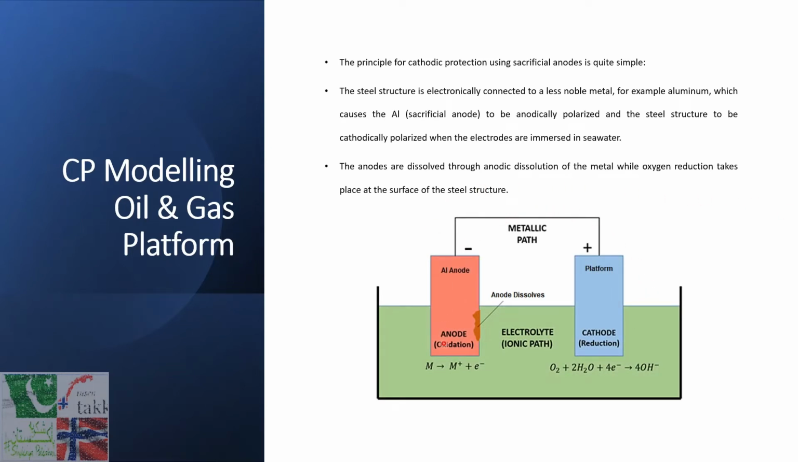You can see the same phenomena in the photograph. Anodes and cathode. Anode is aluminum anode. Cathode is a platform connected via metallic path. And you can see here anode dissolves, sacrifices itself while protecting the platform or cathode. You can see the equation, while electrolyte or ionic path is known as the seawater in this case.